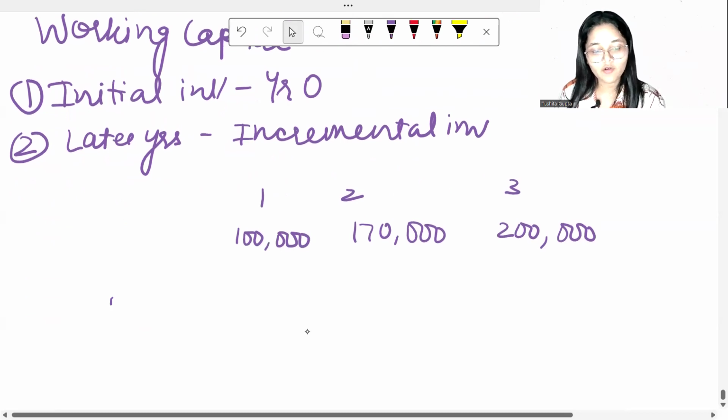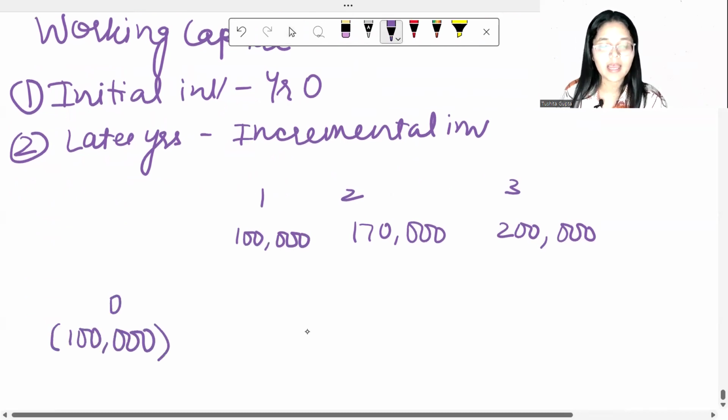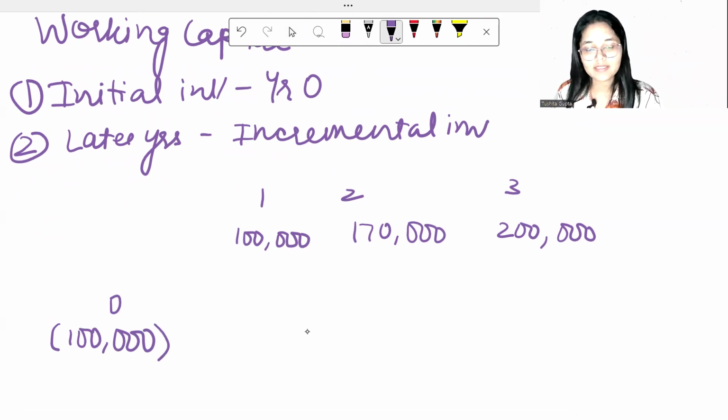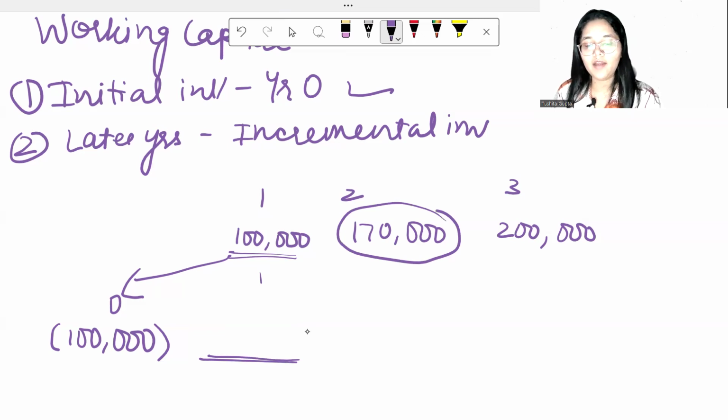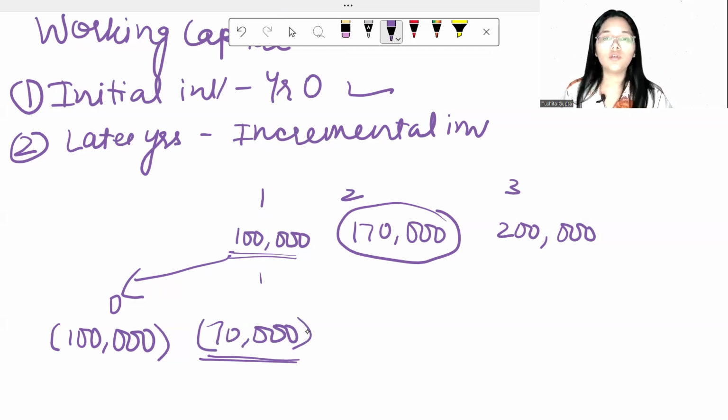In year 0, I'm going to have to pay $100,000 out of my pocket. Because this money is needed for year 1, it has to go out in year 0, which is exactly what I told you in the first point. Now, when it comes to producing goods for the second year, money is going to be needed at the end of the first year. So in the second year, I need $170,000, but I have already put in $100,000. So I only need an additional 70,000, which means at the end of the first year, 70,000 more is going to go out from my pocket. So this is what I will put in my NPV calculations, and not 170,000.